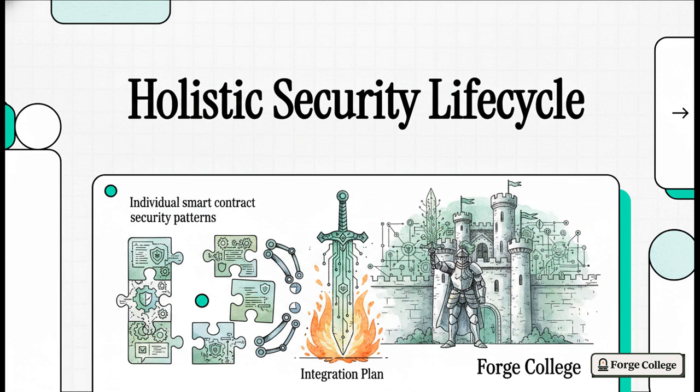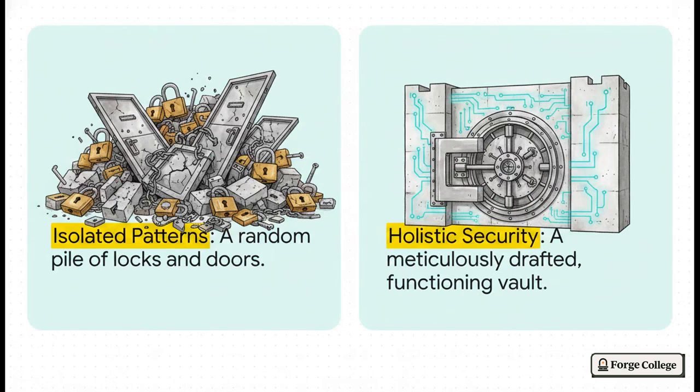Because honestly, knowing how to forge a sword doesn't mean you know how to win a war. Today, we bridge that gap. Think about it like this. Having a bunch of brilliant security patterns without a master plan is essentially like having a random pile of heavy-duty locks, reinforced steel doors, and concrete blocks. Sure, the individual components are incredibly strong, but without holistic design, you don't have a fortress. You just have a highly secure, completely unusable pile of rubble.